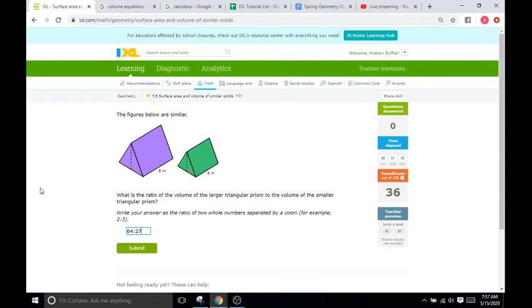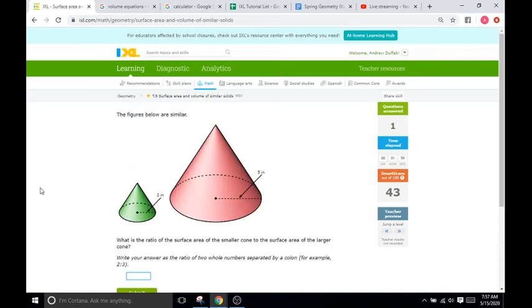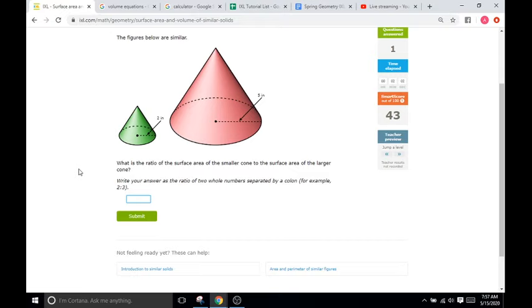And can we reduce that any further? Not really. 27 can be broken down to 3 times 9, or 3 times 3 times 3. 3 doesn't go into 64, so we're going to leave that alone. Okay, that is correct. Another ratio here. Now it's surface area, and so same deal. We're going to go 2 to 5 ratio. And because we're dealing with surface area, we're going to have to square that. So 2 squared is 4, and 5 squared is 25. Can we reduce that down any further? No, 4 doesn't go into 25 at all. So I'm going to choose correct.